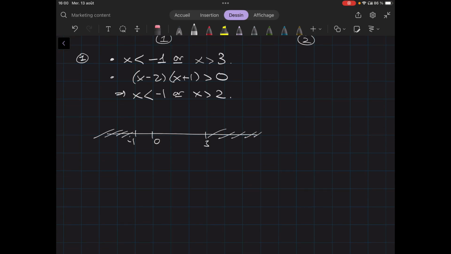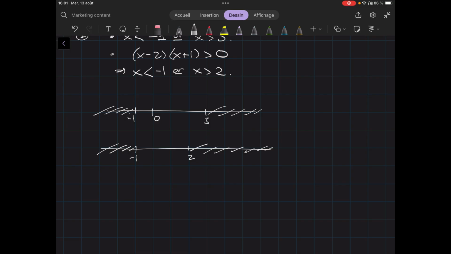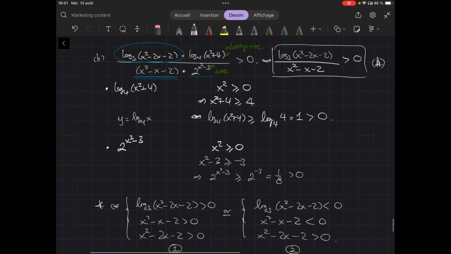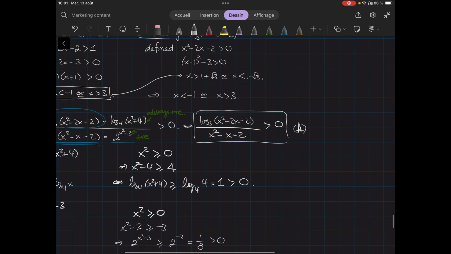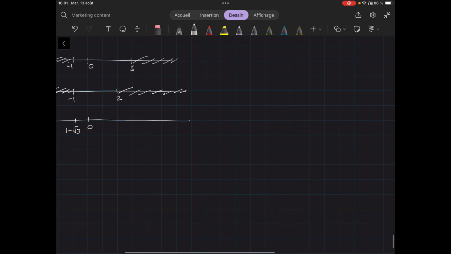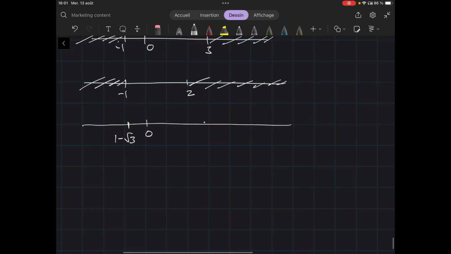The second inequality has roots at negative 1 and 2. And we can also take either ends. The third inequality that was just solved earlier, one of the roots is 1 minus root 3, so a bit less than negative 1. And the second one is 1 plus root 3, so somewhere between 2 and 3. Root 3 is around 1.7, give or take.